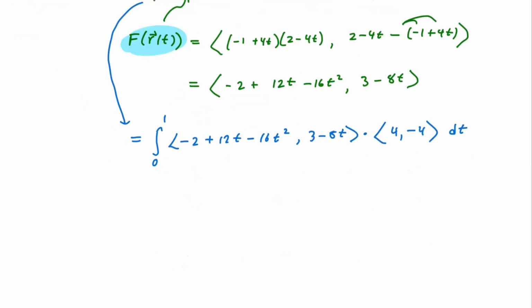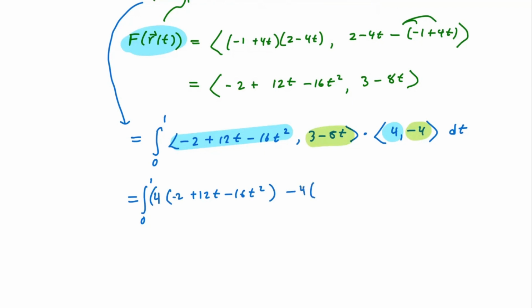So we perform the dot product. For the dot product, we multiply the first components, then multiply the next components of each vector, and add them all up. So we have the integral from 0 to 1 of 4 times -2 plus 12t minus 16t squared, minus 4 times 3 minus 8t, dt. That's how the integral will look. A little bit of calculation to do, so let's distribute and combine.